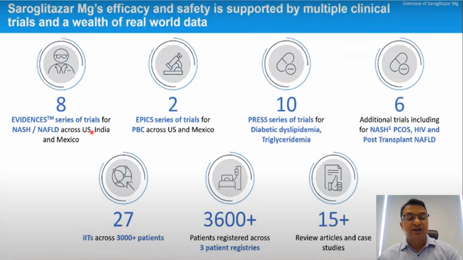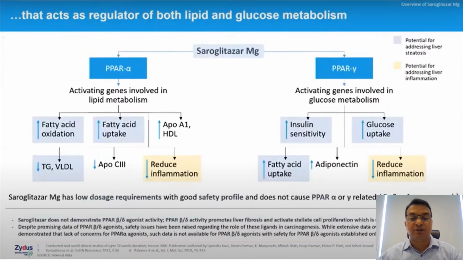The studies are being conducted in USA, India, and Mexico. There are 2 EPIC series of trials of saroglitazar for the indication of primary biliary cholangitis, and 10 PRESS series of clinical trials for the indication of diabetic dyslipidemia and hypertriglyceridemia. There are many post-marketing, observational, or investigator-initiated studies, including a registry. All these data are available in the public domain.